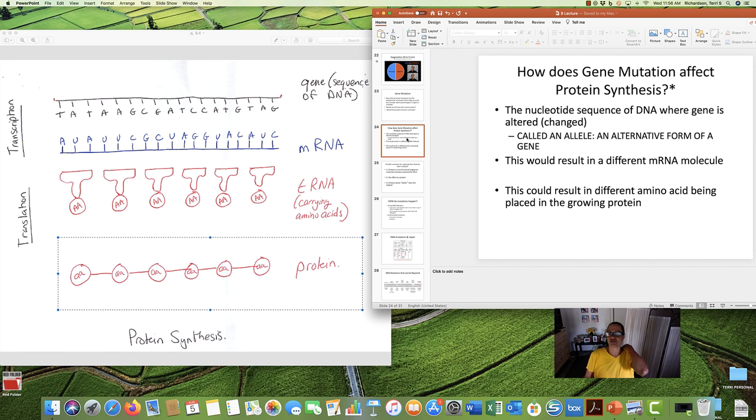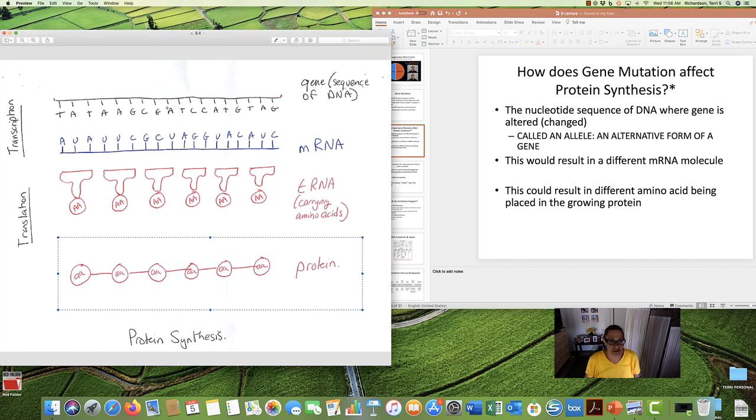Genetic mutations. How does gene mutation affect protein synthesis? Well, if the nucleotide sequence of the DNA is changed, for example, if that is changed from an A to a C, well, now we would call the gene an allele. An allele is an alternative form of a gene that comes about when there's a mutation. So we're going to start using that word, allele, in the place of gene. Because the truth is that gene mutations happen all the time. So we have different alleles. And all that means is the gene has had some kind of mutation.